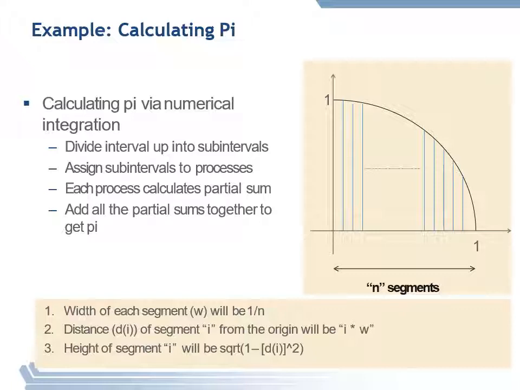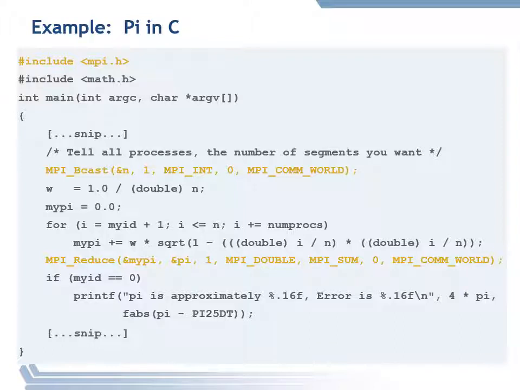Below are the parameters. W is the width of each segment, which should be 1 by n. The distance, d of i, of segment i from the origin will be i times W. The height of segment i should be the square root of 1 minus d of i, whole squared. Here is a programming example to calculate the value of pi in C language.